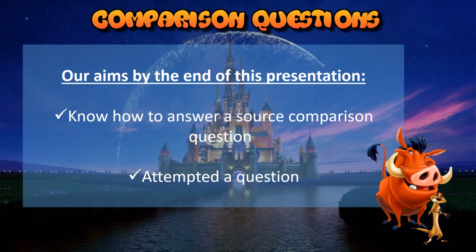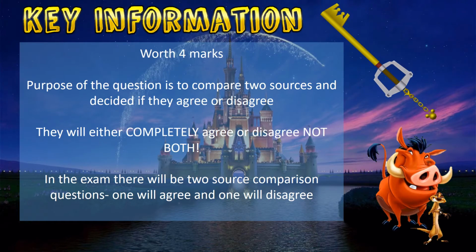Okay, so our aims today, what we're looking to do by the end of this presentation, is to know how to answer a source comparison question and to have attempted a question, which we're going to look at, on World War I. So key information on this type of question: it is worth 4 marks, and the purpose of this question is to compare two sources. You will be given two sources and you need to decide if they agree or disagree. Now they will either completely agree with each other or disagree.